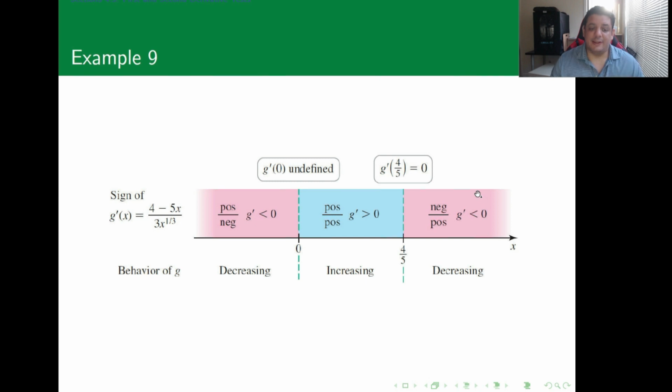So with that, we have that the function is decreasing from minus infinity to 0 and from 4 over 5 to infinity, and it has an increasing interval from 0 to 4 over 5. Now, with that behavior, notice that it is decreasing and then it increases, so we have a potential minimum at 0. Since at 4 over 5 we have a change from increase to decrease, we have a local maximum at 4 over 5.